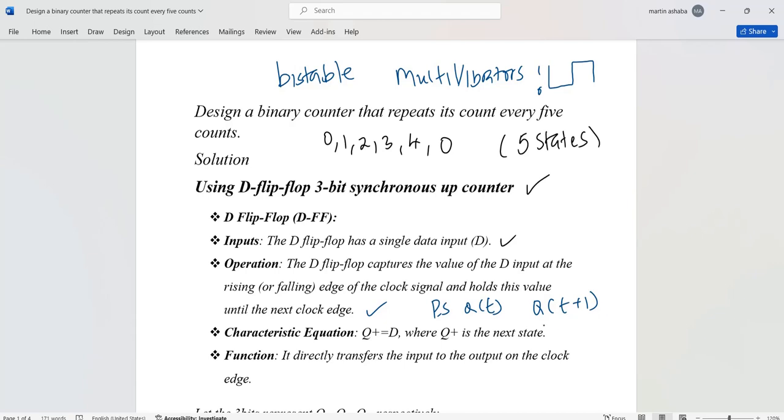So that means every time you have, for example, Q(t+1) equal to 0, the input to D is going to be 0. If you have Q(t+1) equal to 1, then the input to D is always going to be 1. So the functionality is that it directly transfers the input to the output on the clock edge.